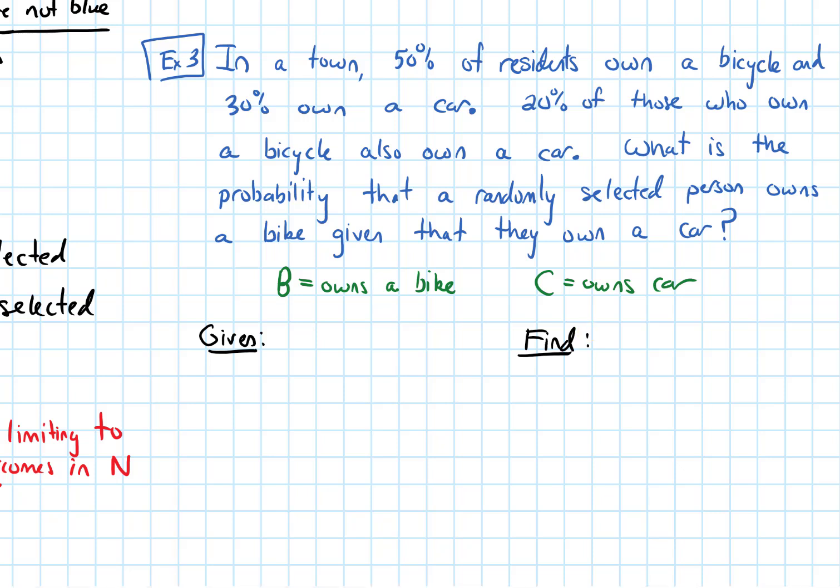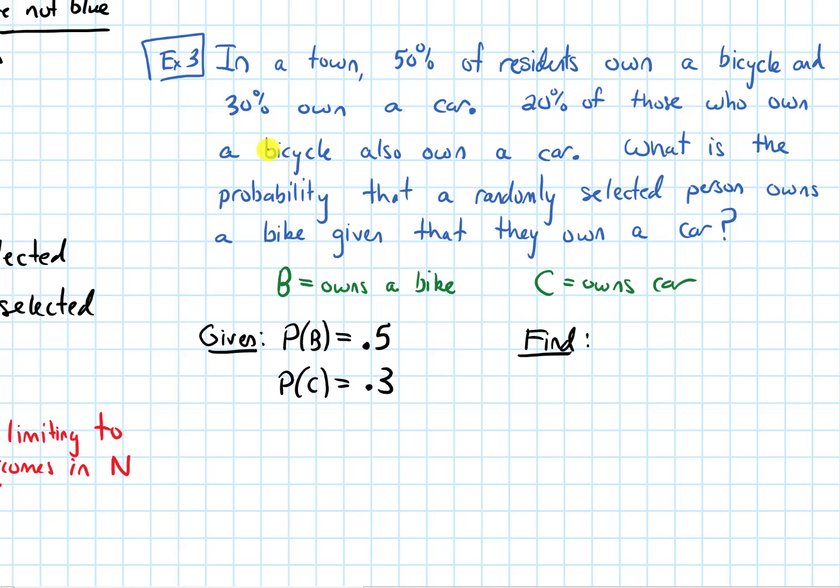So the question tells me that 50% of residents own a bicycle. That means the probability that someone owns a bicycle when selected at random is 0.5. It also tells me the percentage that owns a car. So the probability of being in C is 0.3. That corresponds to that 30%. And then there's 20%. Let's see what it says.